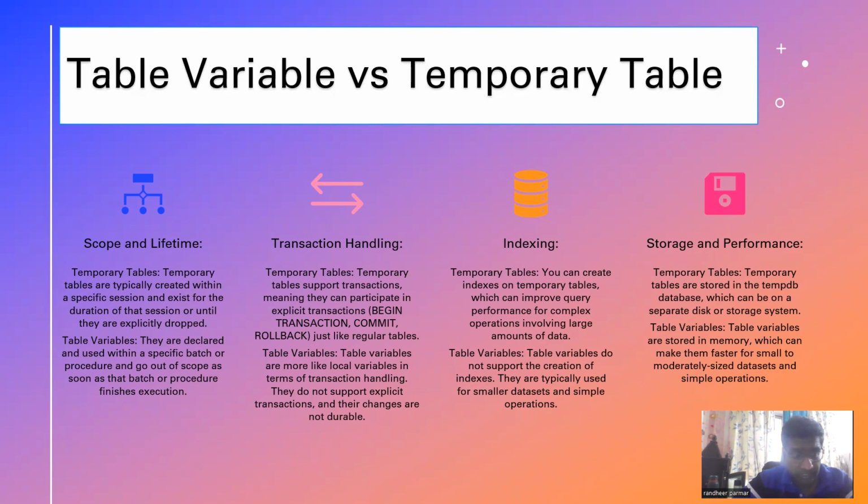Now indexes. We cannot create indexes on a table variable, while a temporary table has indexing functionality. Storage and performance: a table variable goes into the memory, it is a variable. A temporary table goes into the tempdb. Sometimes we are confused that a temporary table sometimes stays in memory and, as the size grows, moves into tempdb. Whatever it is, these are the four major differences which generally people look for.